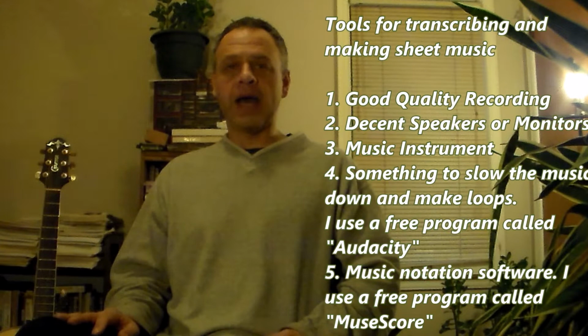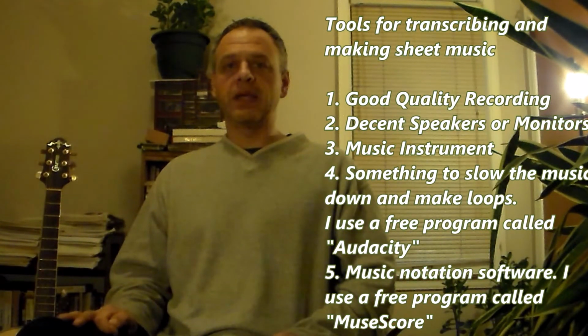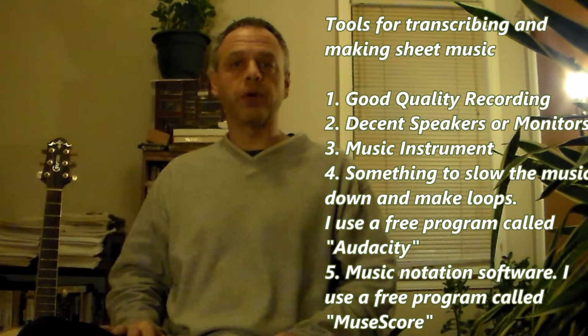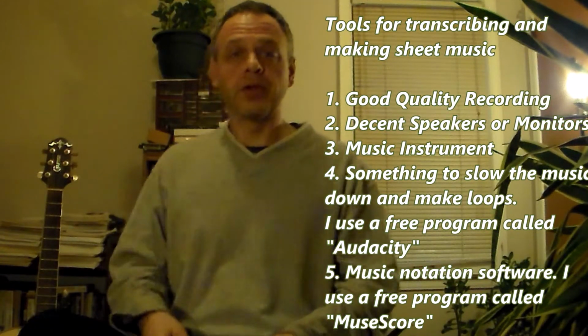Okay, after that, let's say you've got it slowed down, you made your loop, you figured it out, you wrote it down or whatever, you have to now put it into some notation software, and I use MuseScore. Again, it's just some free software or app you can download, and you enter the notation in there.